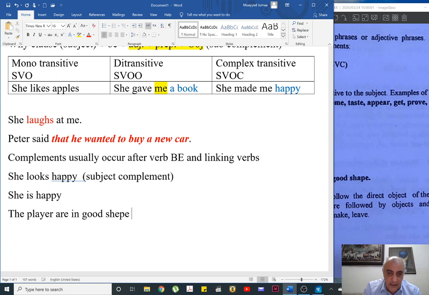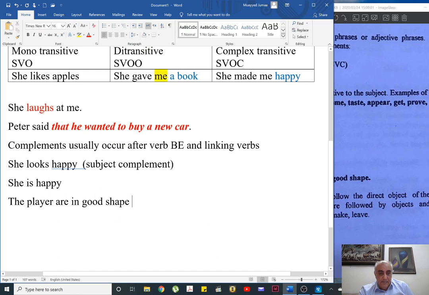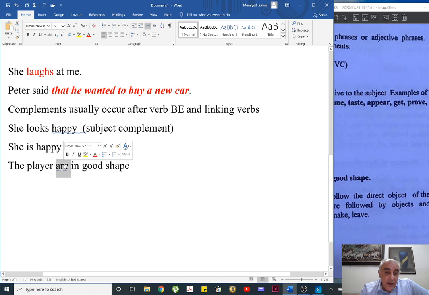Now, here. The players are in good shape. The players, of course, is the subject. Are is the verb be, which we called a copular verb. The players are in good shape.